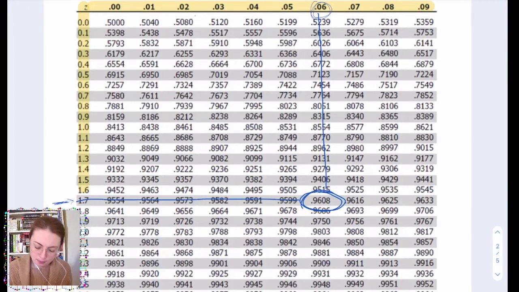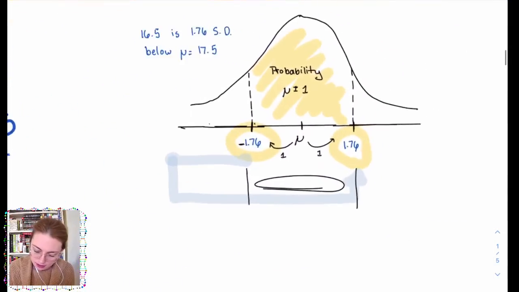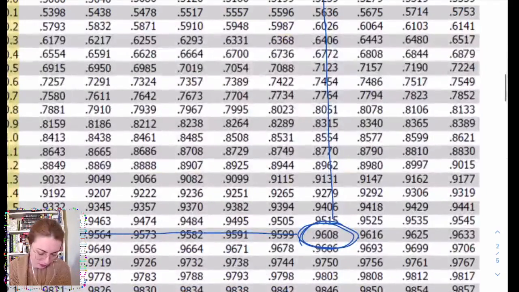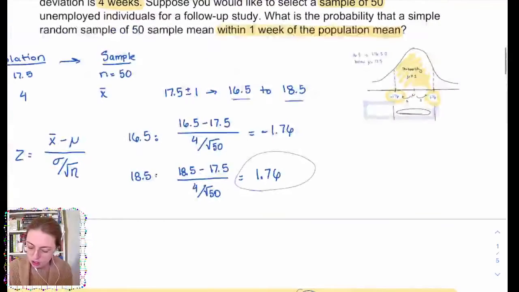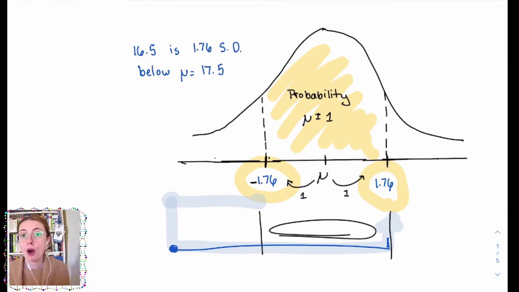So what does this tell us? Going back up to the figure here, this tells us that the probability from negative infinity all the way to positive 1.76, the probability of your population value existing in that entire range, is 0.9608, or there's a 96% chance that the sample mean is going to be in that entire range, all the way from negative infinity all the way to, this was related to 18.5.